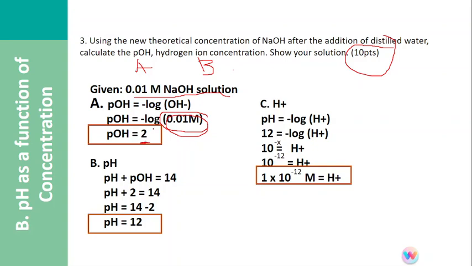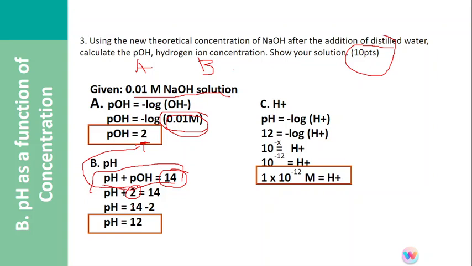You will arrive with a result of pOH is equals to 2. Next is the pH. What formula will we use? Again, pH plus pOH is equals to 14, which is the constant, the 14. pH plus 2. Why 2? Because that is the pOH we got earlier. Just substitute. Is equals to 14.